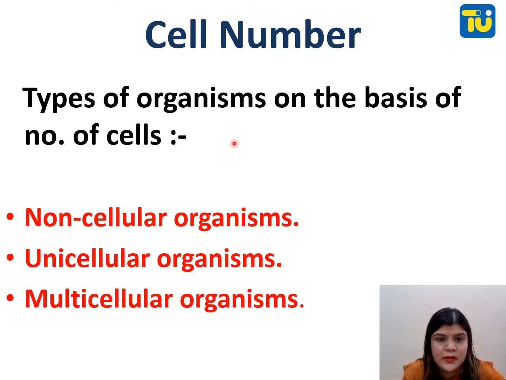Cell number. Types of organisms on the basis of number of cells: non-cellular organisms, unicellular organisms, and multicellular organisms. Unicellular, uni means one, multi means multiple.